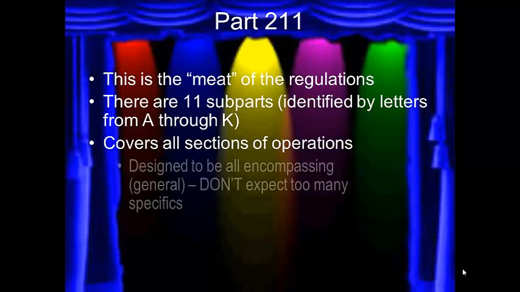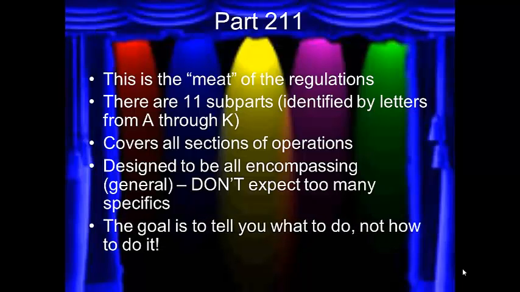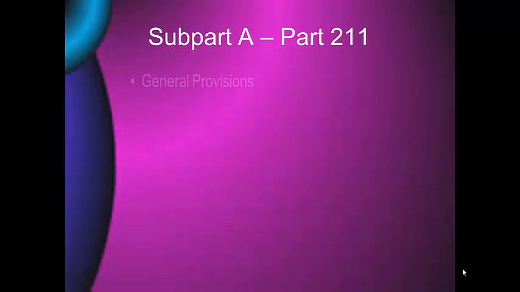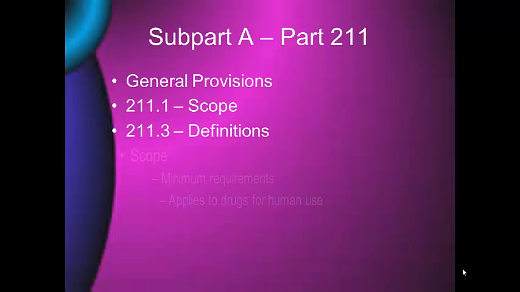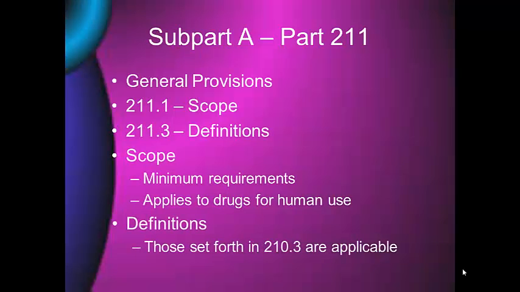It covers all sections of operations. It's designed to be all-encompassing, general. Don't expect too many specifics in these. The goal is to tell you what to do, not how to do it. This is the goal. I'm not going to tell you the path to get there. Subpart A, general provisions, gives you the scope, definitions, minimum requirements applies to drugs for human use, and definitions set forth in 210 are applicable.